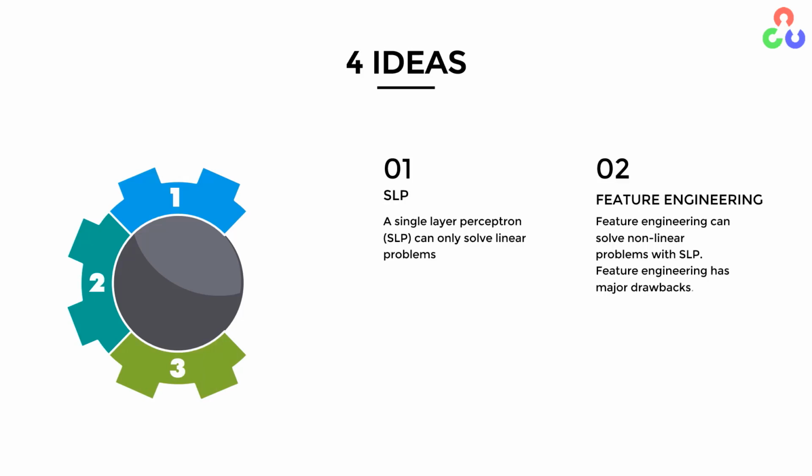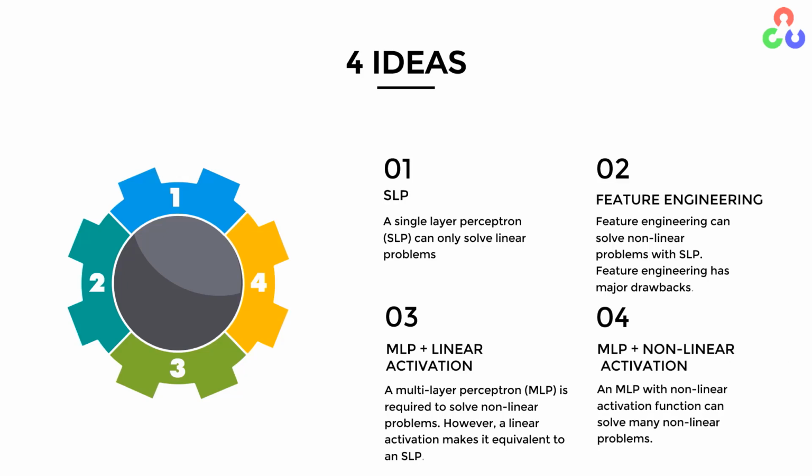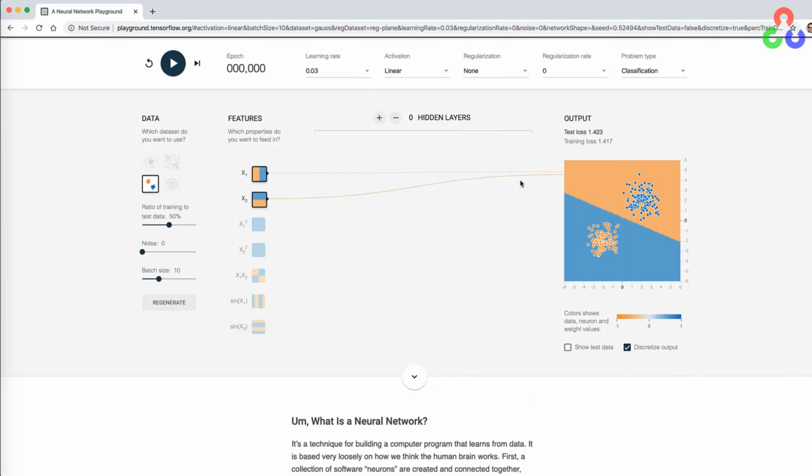Next, we will see how a multilayer perceptron with linear activation is useless. It cannot learn nonlinear problems. It is the same as a single layer perceptron. And finally, we will see how a multi-layer perceptron with nonlinear activation solves a lot of problems, and it can pretty much learn any general function or mapping. Now let's learn these ideas using TensorFlow Playground.